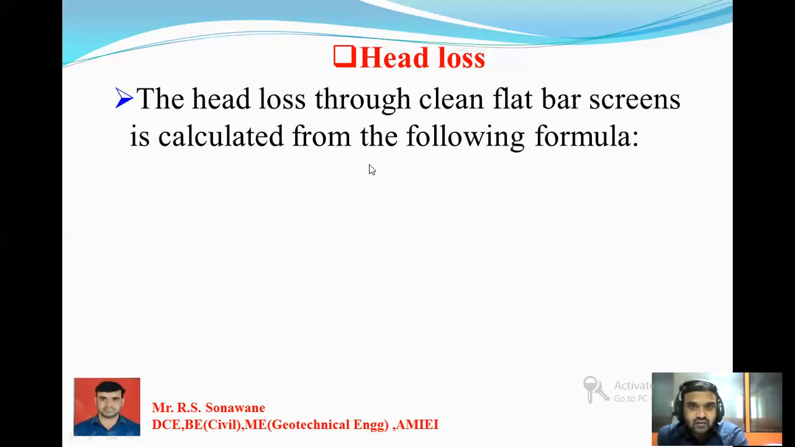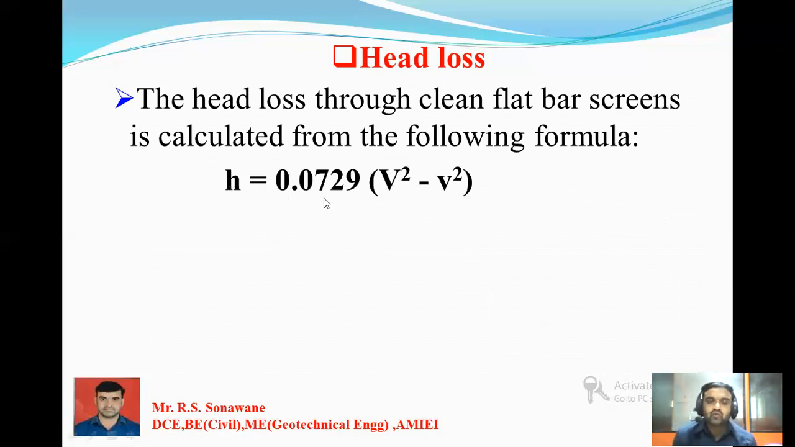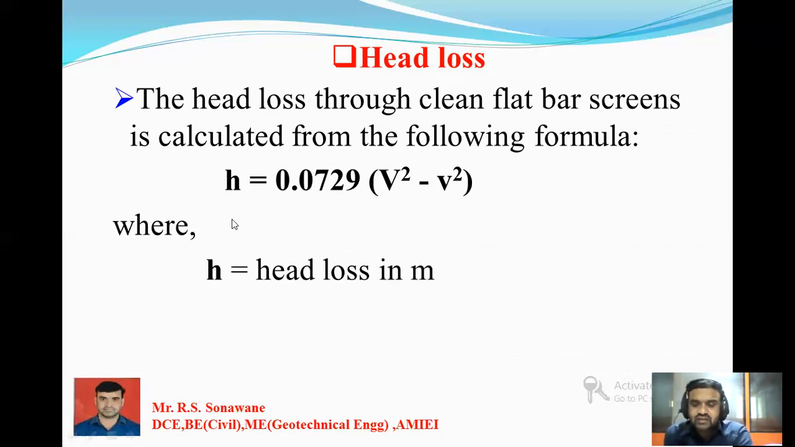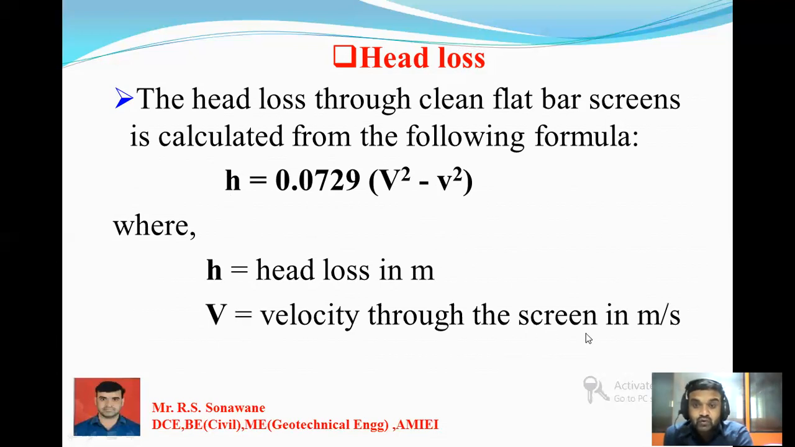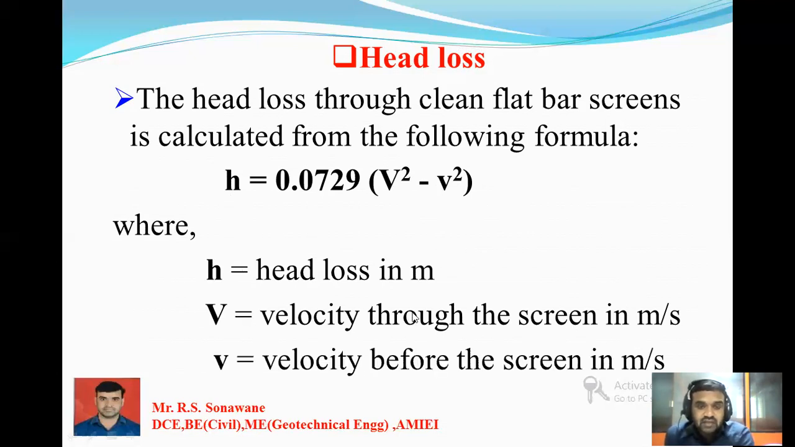The head loss through a clean flat bar screen is calculated from the following formula. What is the formula you can see here? Head loss H is equal to 0.0729 times (V squared minus v squared). Here H is the head loss in meters, and capital V is the velocity through the screen, once again, the velocity through the screen, in meters per second, and small v is the velocity before the screen, also in meters per second.